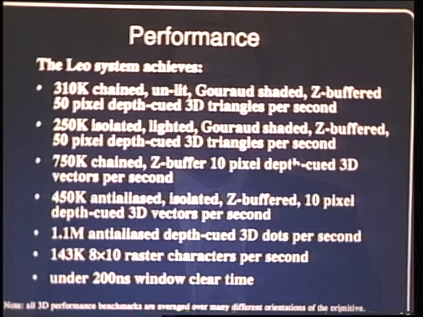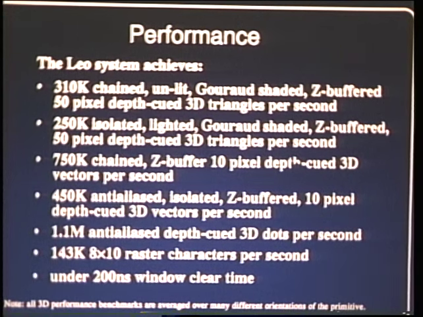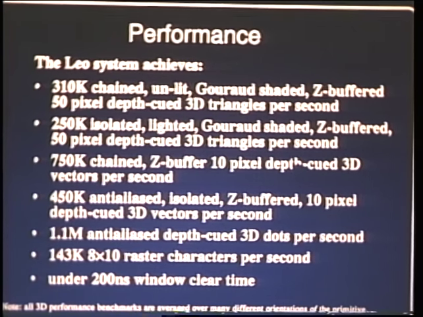Well, in conclusion, let me give the performance of the Leo system. Leo does 310,000 Gouraud shaded, unlit, chained, Z buffered, depth cued 3D triangles per second. When going to lighted triangles, Leo does 250,000 isolated, Gouraud shaded, Z buffered, depth cued, lighted triangles per second. It does about 750,000 aliased vectors and about 500,000 anti-aliased vectors with a very high quality anti-aliased vector algorithm. There's a 3-pixel wide Gaussian filter and a 2-pixel endpoint ramp with intensity slope correction and correction for very short vectors.